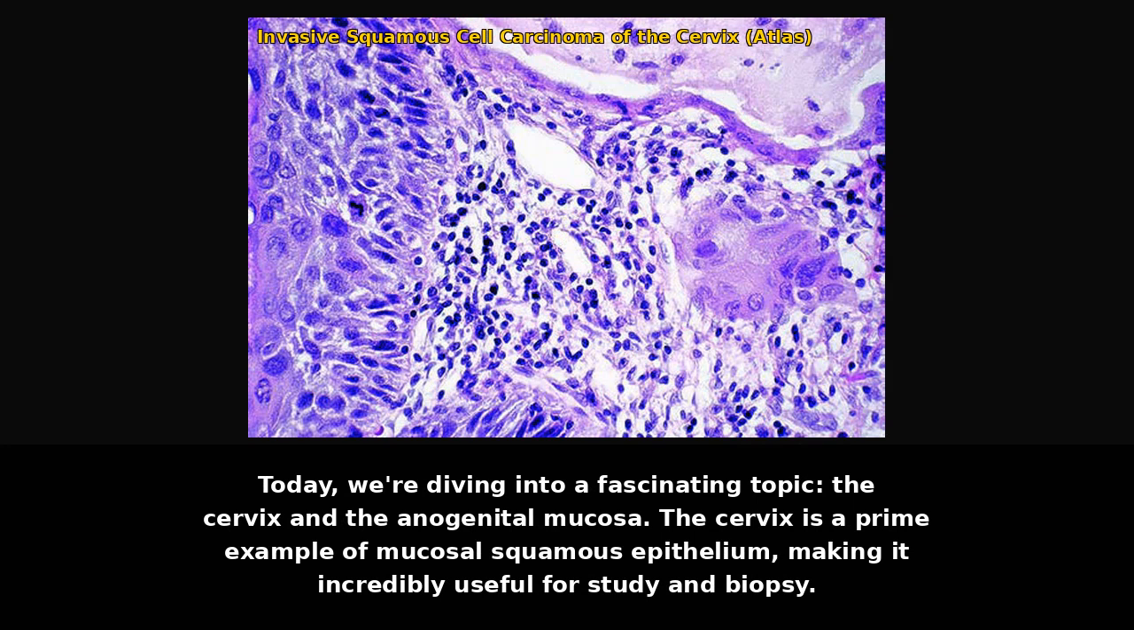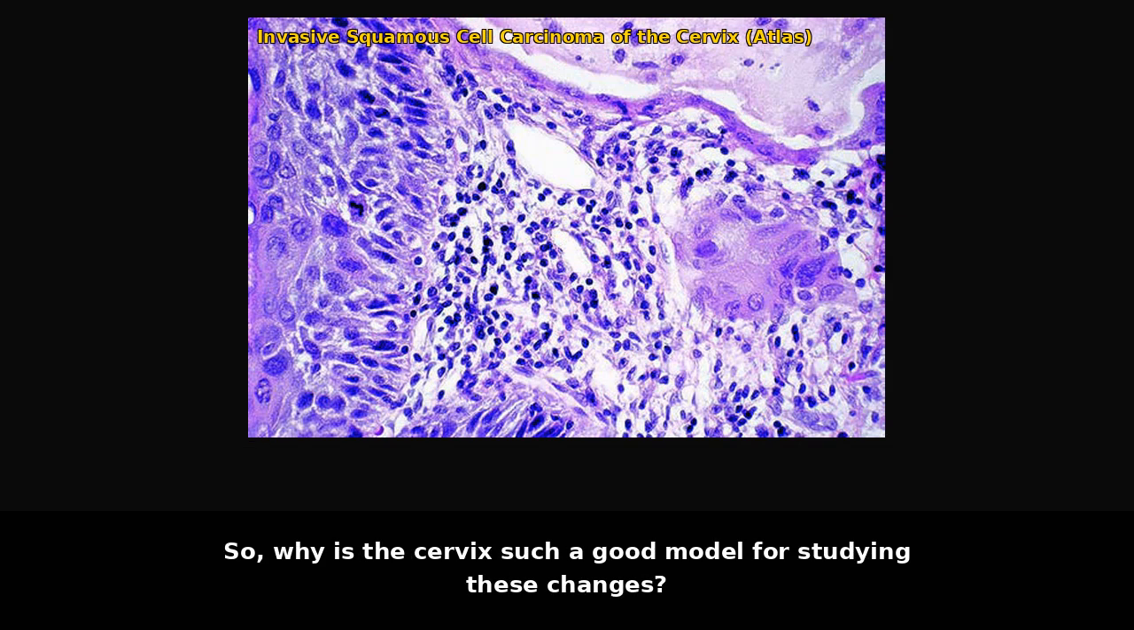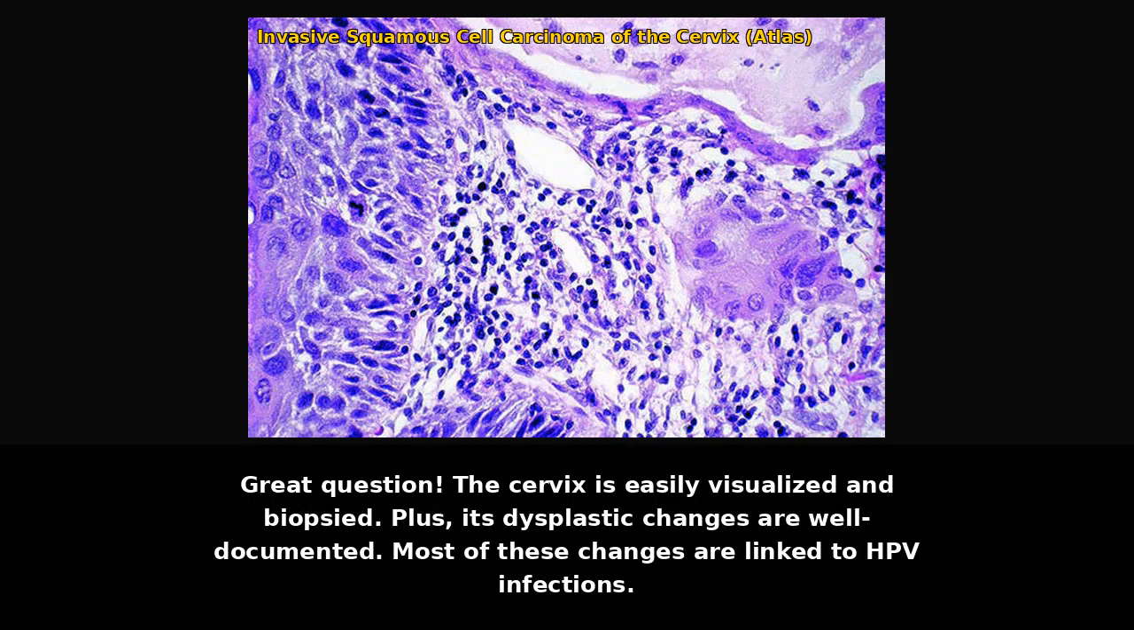The cervix is a prime example of the mucosal squamous epithelium, making it incredibly useful for study and biopsy. So, why is the cervix such a good model for studying these changes? Great question. The cervix is easily visualized and biopsied. Plus, its dysplastic changes are well documented. Most of these changes are linked to HPV infections.